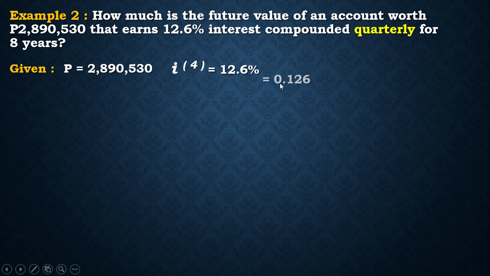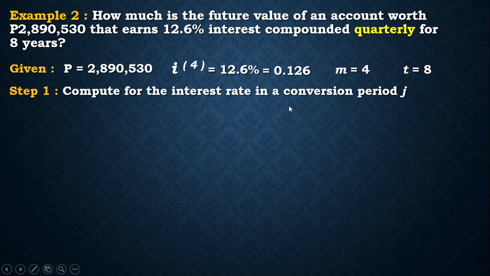So, that will become 0.126. And then we have M, which is the frequency of conversion, yung quarterly, that is equal to 4. And then the time or term, which is 8 years. Punta na po tayo sa step 1.